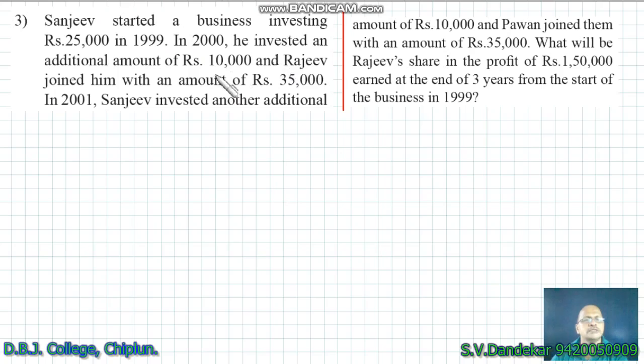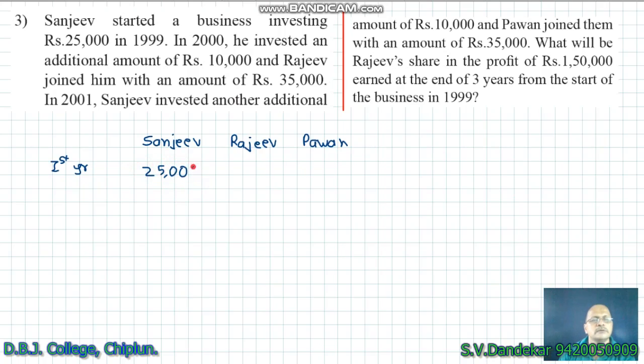Sanjeev, Rajiv and Pawan. Initially in 1999, that is first year, Sanjeev's capital is 25,000. Rajiv and Pawan were not in the business.